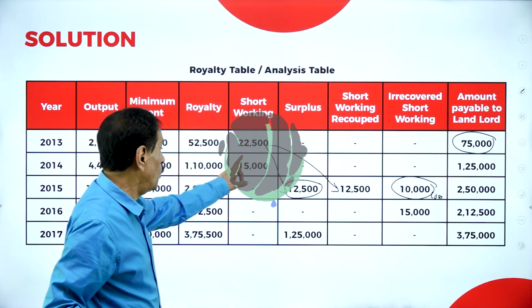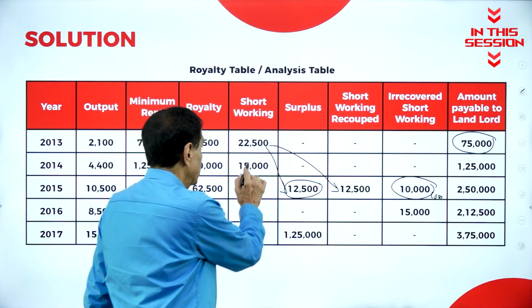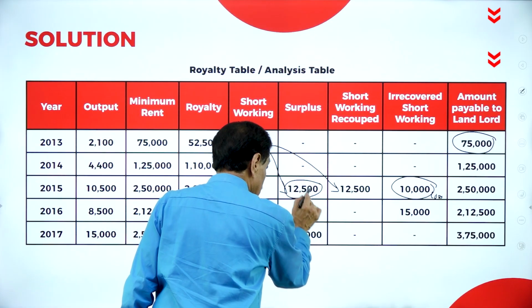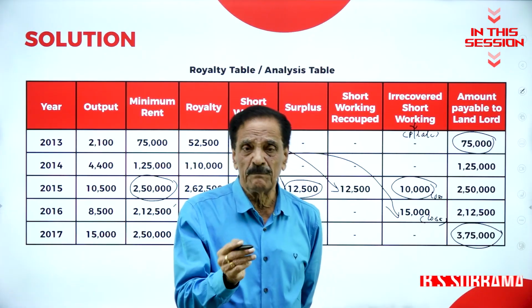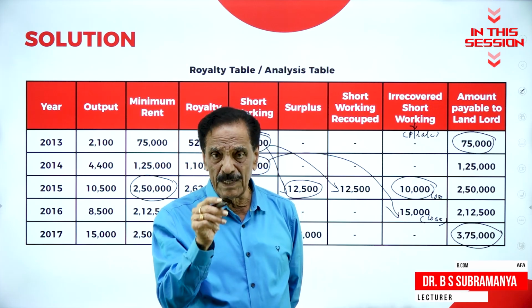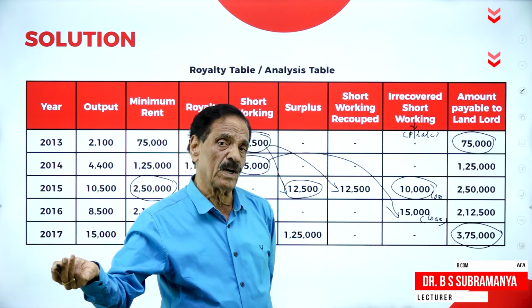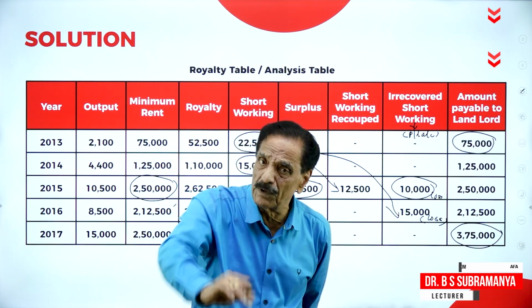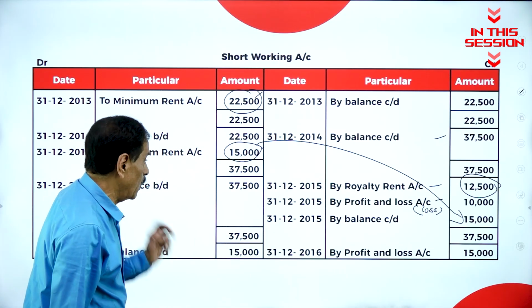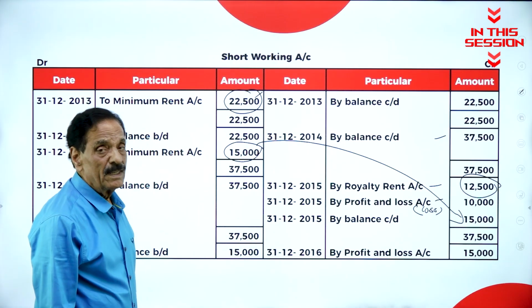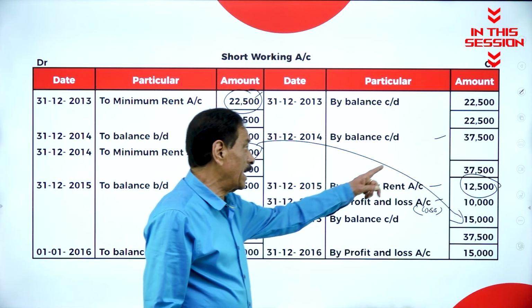So what's the total amount? 22,500. So how much surplus is 12,500? It is adjusted to short working. If the minimum rent is more and the royalty is less, the difference is called short working. Every short working should be recovered in the next 2 years. Second year shortage is 15,000. What's the total shortage? 37,500, by balance carried down.